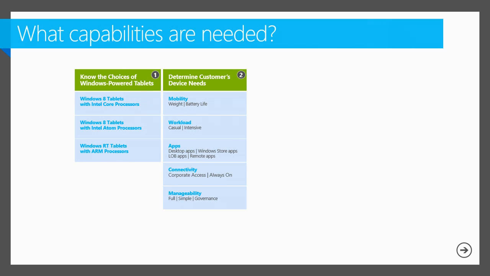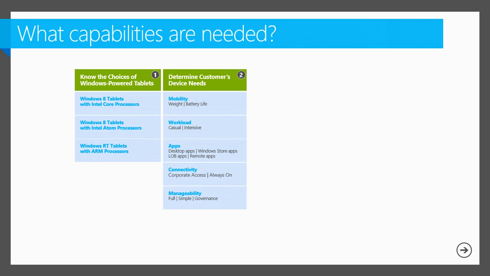And this gets a little small even when you display it on a 12-foot screen, but the main categories then are mobility, workload, apps, connectivity, and manageability. From a mobility perspective, do you want a machine that's the lightest weight, that has the longest battery life, that can run all day on a single battery charge?